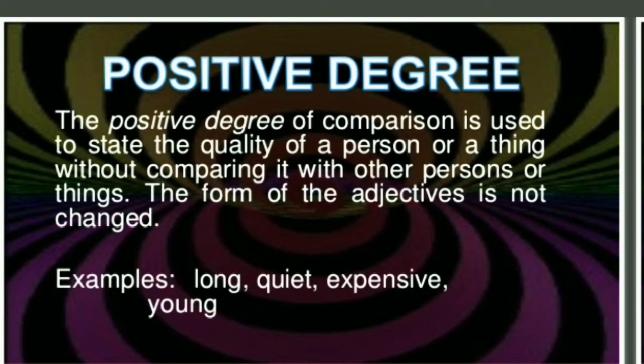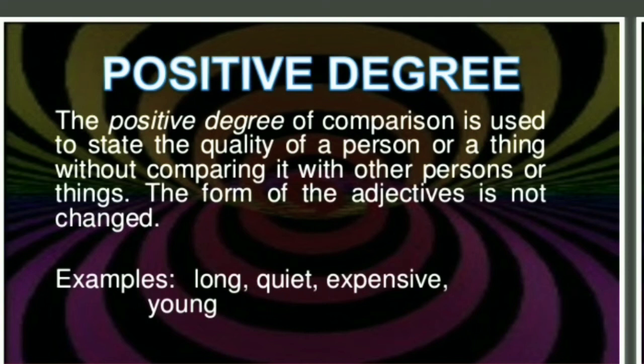It's just the root or the raw form. Like this thing is long, she is very quiet, that purse is very expensive, or the children are very young, for example. So I'm not comparing here, but I'm giving my opinion about that particular thing or person. I'm stating its quality. So that is when we use the positive degree.